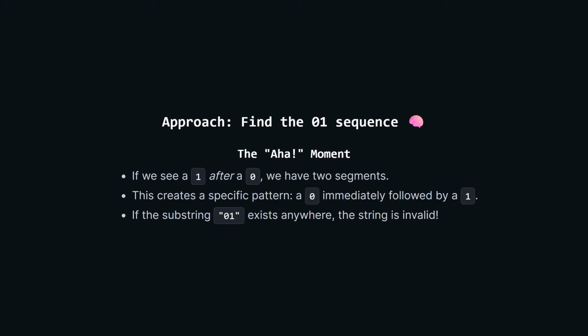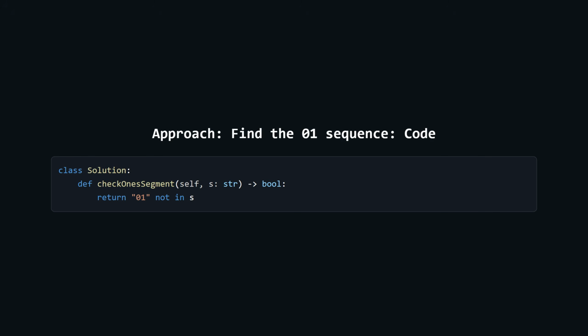If we do see a 1 after we've already hit a 0, what does that actually look like in the text? Somewhere in that string, there has to be a transition back from a 0 to a 1. That means there will literally be a 0 right next to a 1. That sequence, 0 followed by 1, is the smoking gun. If we find that sequence anywhere in our string, we know for sure there is a gap, and therefore more than one segment. If we don't find it, the string is perfectly fine. Armed with that logic, the code becomes almost magically simple. Here is the entire Python solution.